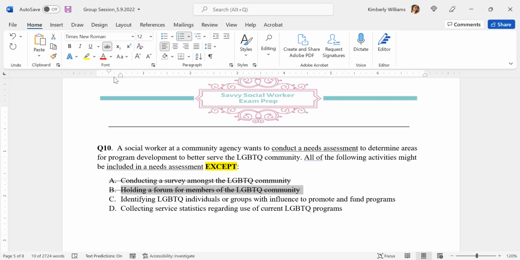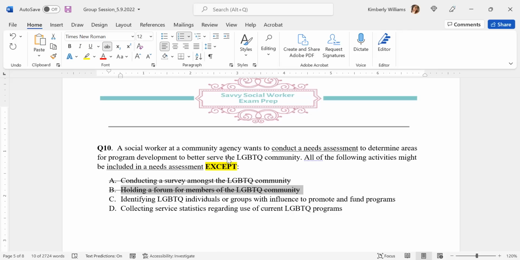Anybody know what a needs assessment is? I want to take a guess. Like what you need to run your program? Or like just an assessment of what you need for this program. You're trying to develop a program to better serve the LGBT community. So you got to figure out what it is they need so that you can serve them better.